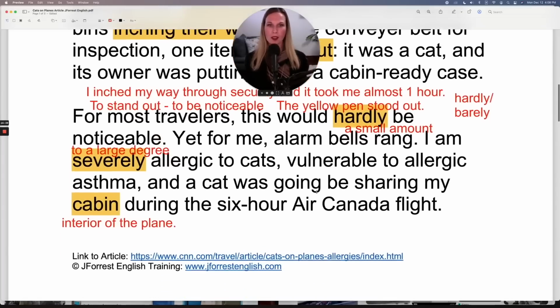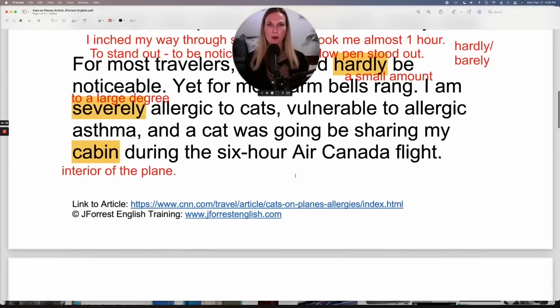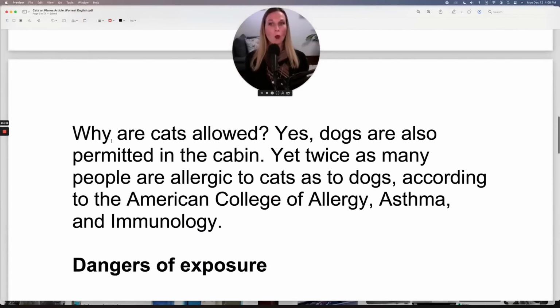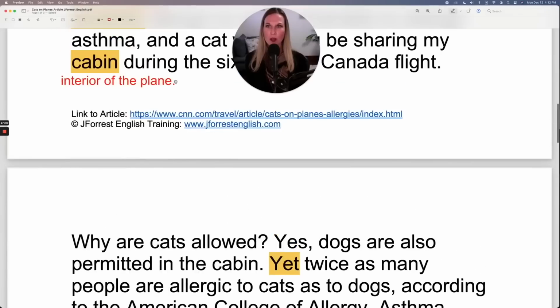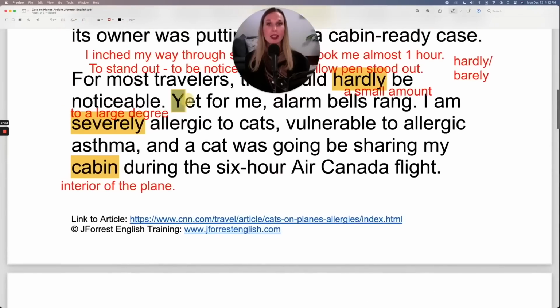All right, let's move on here. Why are cats allowed? Yes, dogs are also permitted in the cabin, yet twice as many people are allergic to cats as to dogs, according to the American College of Allergy, Asthma, and Immunology. Let's take a look at yet, because I noticed they also used it here, yet for me.